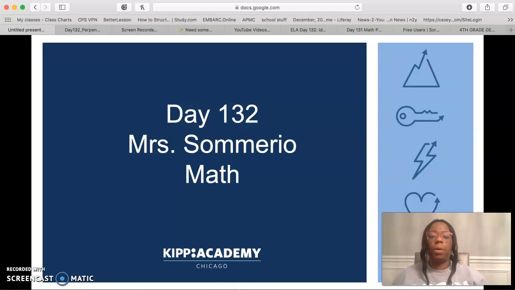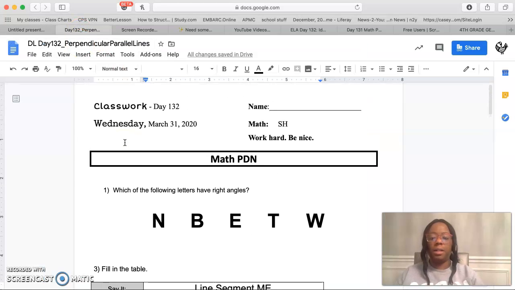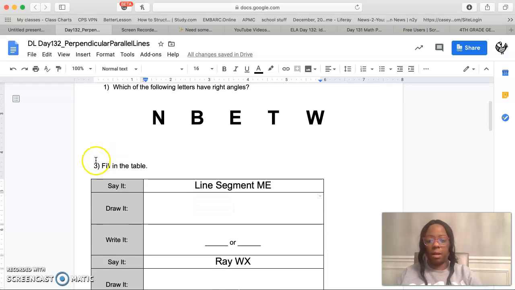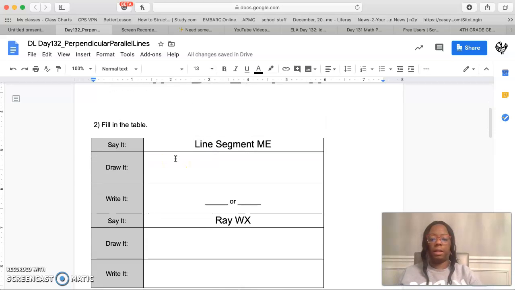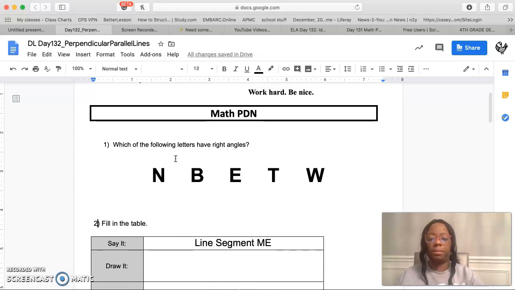Hi guys, it's day 132 and we are working on math. Today's PDN is centered around the facts that we've learned so far about geometry. Number one is asking us which of the following letters have right angles. And then we're going to go on to number two, and it's asking us to fill in the table. I'm going to have you guys pause right here, and then we're going to review the PDN in a moment.